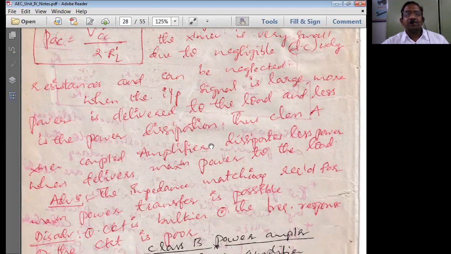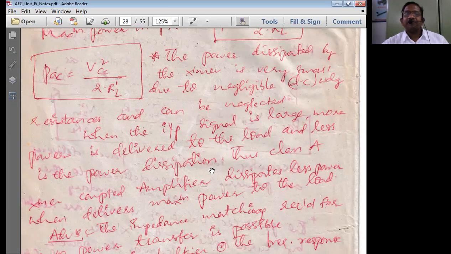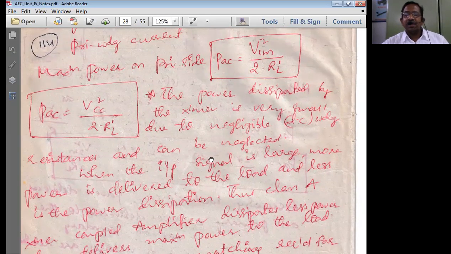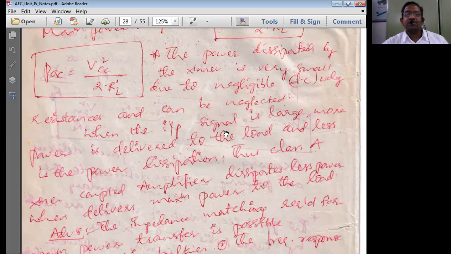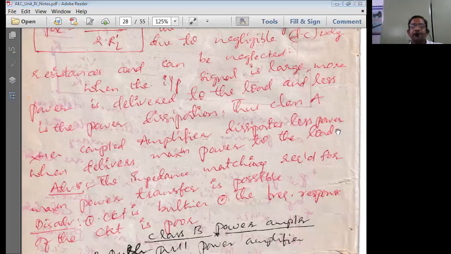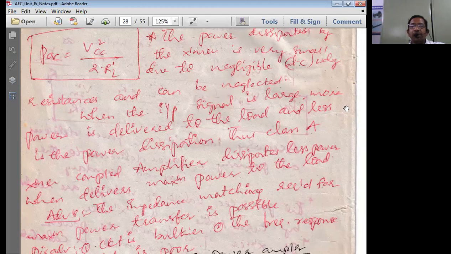Now, what are the advantages of this? When there is no input signal, what is the amount of power dissipation in the circuit? That is a point of discussion here, an important point to get discussed. If you employ transformer coupling, the internal resistance RC is normally considered to be 0. If RC is neglected, then there is no DC voltage drop.